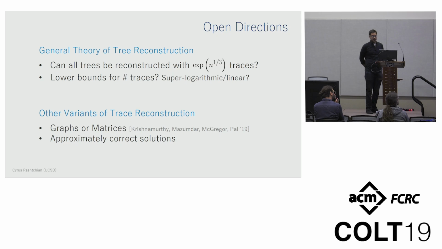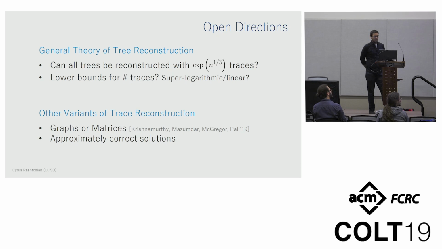What's exciting is that there are tons of open questions now. We looked at two different types of trees, the complete trees and spiders. One question is, can we reconstruct all trees with the same trace complexity as strings or better? Another question is, are there lower bounds? The lower bounds for strings don't seem to really apply to trees, and maybe the tree structure can be used to prove much better lower bounds.